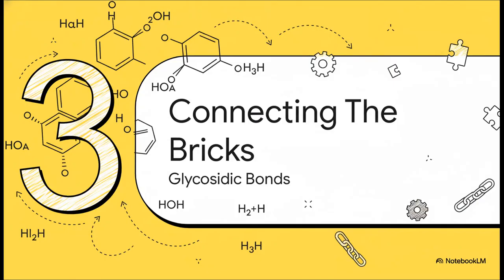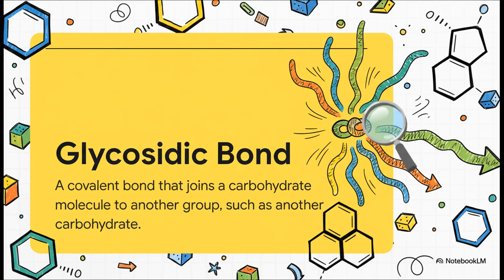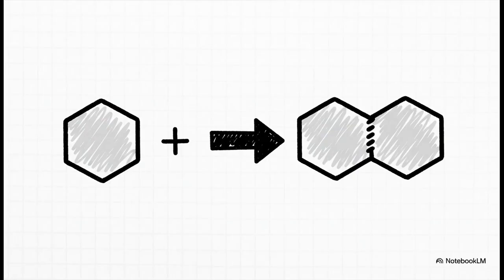Okay, so now we have our single bricks, alpha and beta glucose. How do we start clicking them together to build something bigger? Well, for that, you need a special kind of chemical glue. And that glue has a name. It's called a glycosidic bond. It's a strong, covalent bond that forms between one sugar and another. This is the magic link that lets us go from single units to long chains and complex branches. So our first build is a simple one, just 2 bricks.